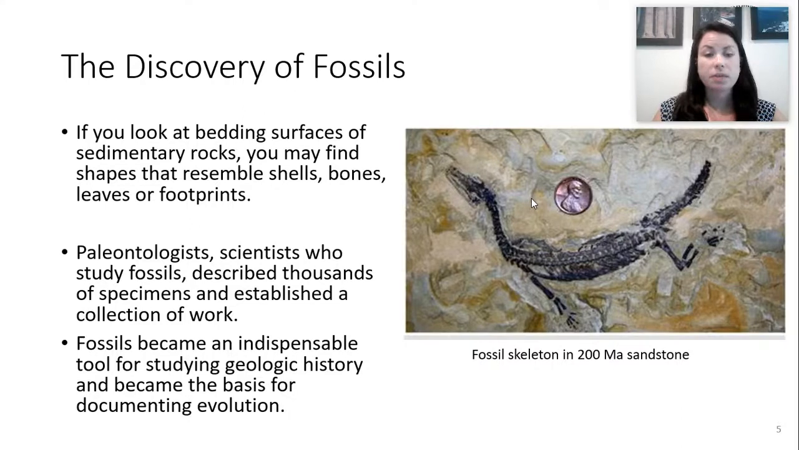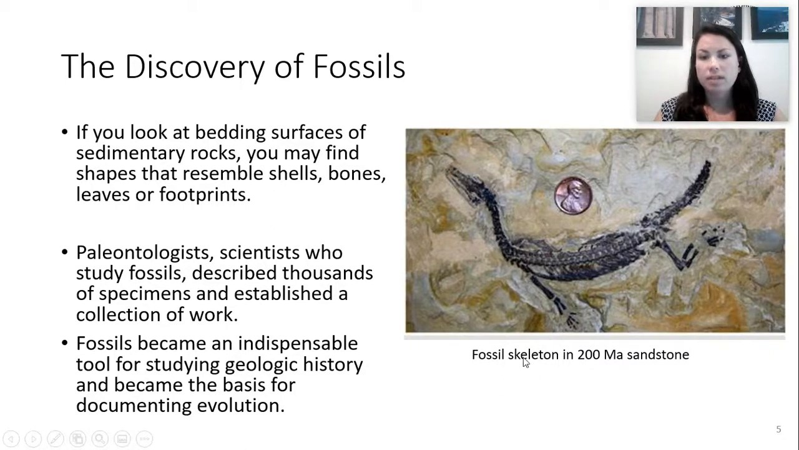So let's talk about the discovery of fossils. If you look at a bedding surface of sedimentary rocks, you might find shapes that resemble shells or bones or even footprints. Paleontologists described thousands of specimens and established a collection of work of all these different fossils. And fossils become a tool for studying geologic history. And actually looking at the progression of fossils tells us a lot about evolution and how that has happened.